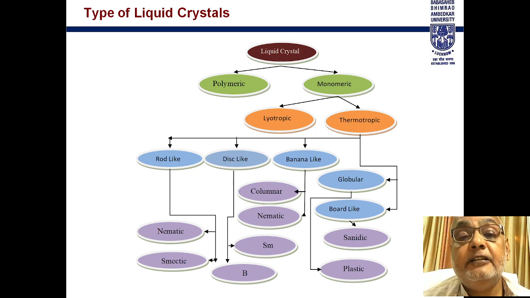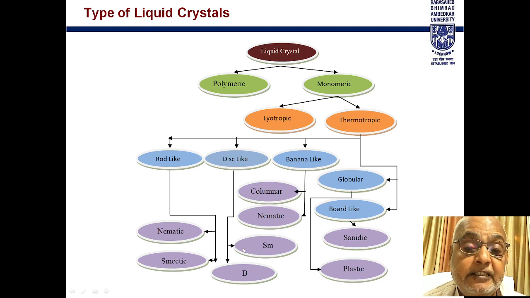Types of liquid crystal. Liquid crystals are subdivided into polymeric and monomeric forms. Further, the monomeric forms are divided into lyotropic and thermotropic. Thermotropic liquid crystals have several forms like rod-like, disc-like, banana-like, globular, and board-like. Rod-like is divided into nematic and smectic phases. Disc-like is subdivided into columnar and nematic.